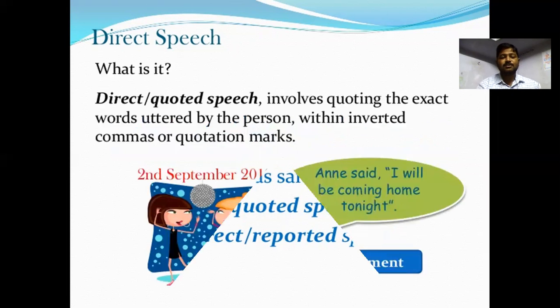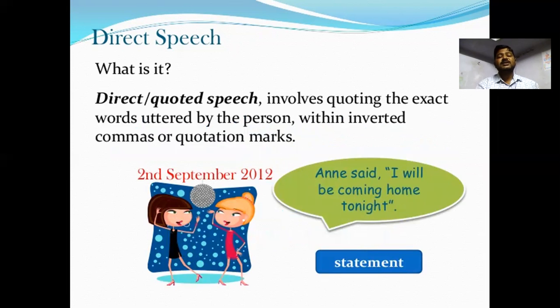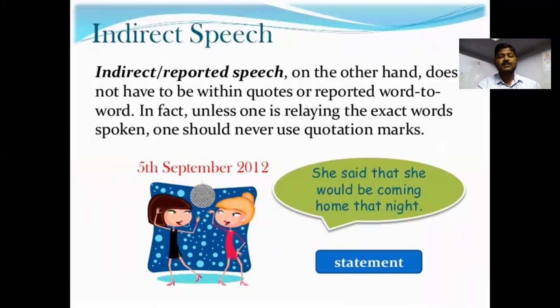Let's look at some more rules. Direct speech, that is quoted speech or reporting speech, involves quoting the exact words uttered by the person within inverted commas. And I said, I will be home tonight. It's a statement. Now look at the indirect speech.